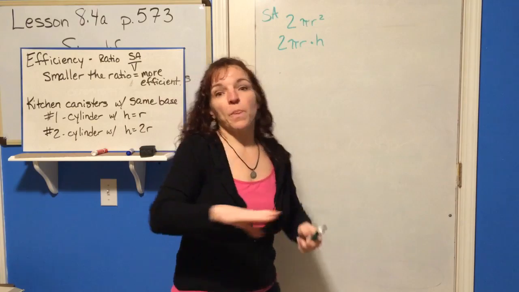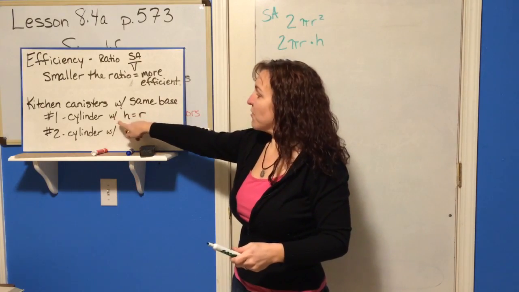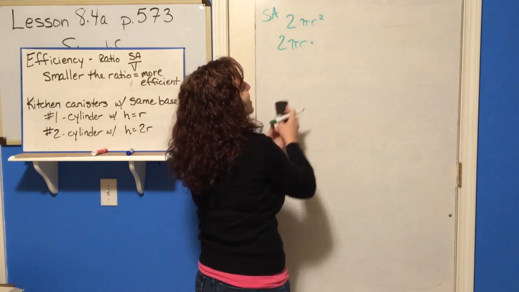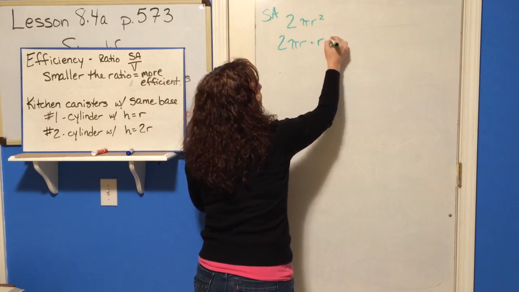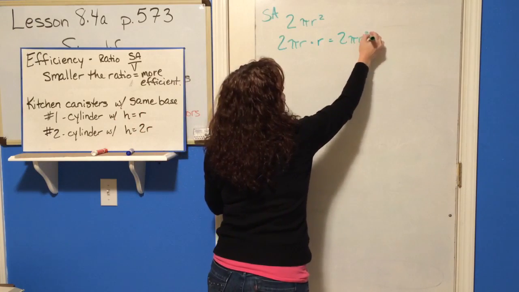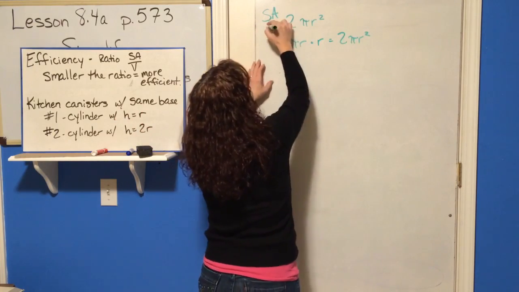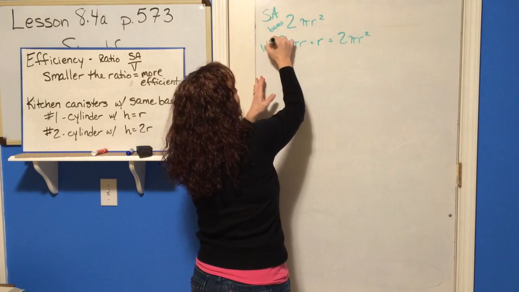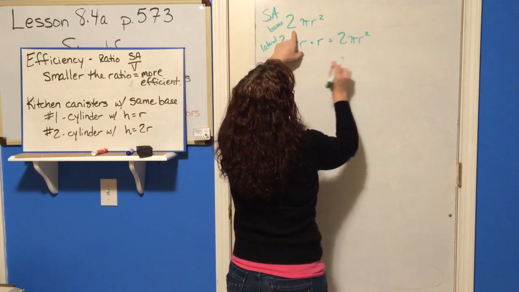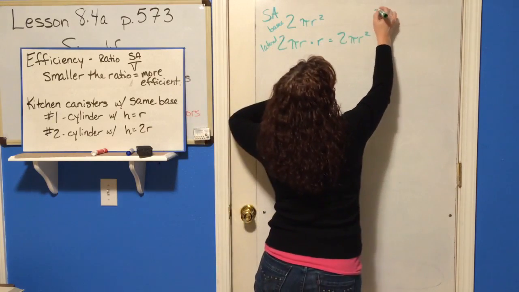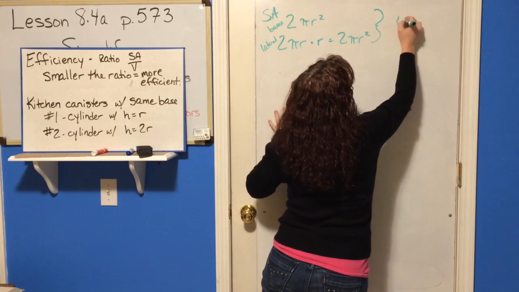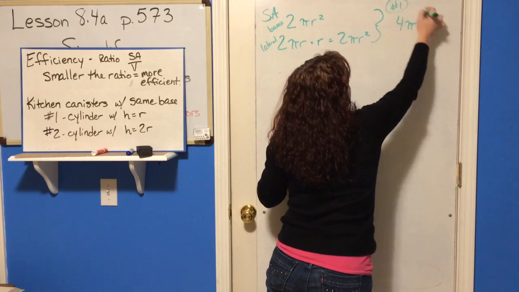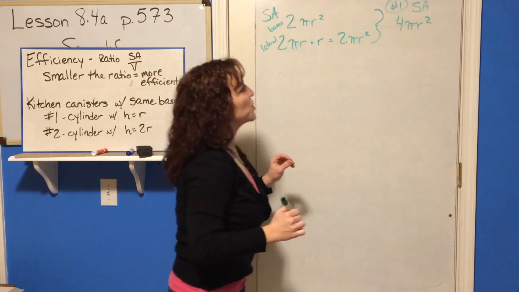And now if you'll remember, we have a comparison here. In the first cylinder, the height equals the radius. So we can replace this height with radius, and so now we have 2 pi r squared. This is the bases, and this is the lateral side. So now we've got 2 pi r squared plus 2 pi r squared. Together, your surface area is 4 pi r squared. So this is number 1, the surface area. All right, so far so good?